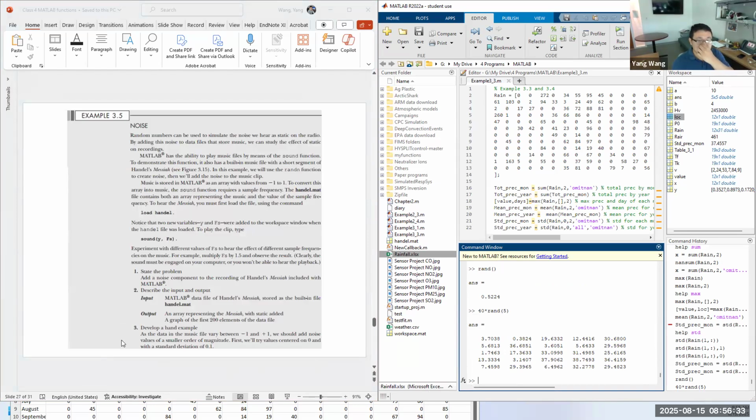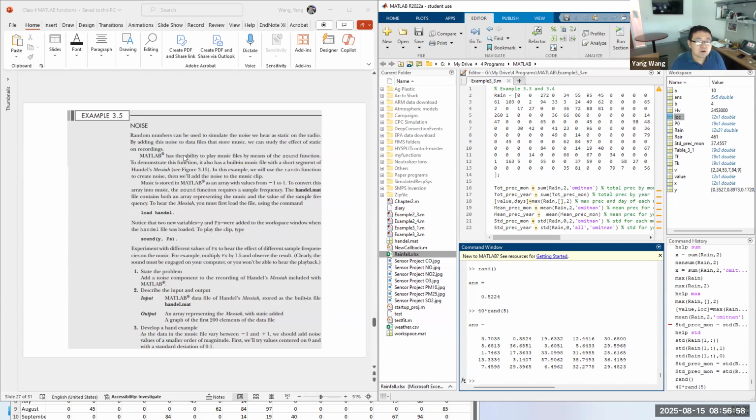Okay, so the next example is the noise, right? I think this is quite an interesting example too. Basically, the random number is being used to simulate noise we hear on the radio. For example, when you turn on your radio, sometimes you can hear the background noise. It's sometimes quite annoying, but people also use that as white noise, right?